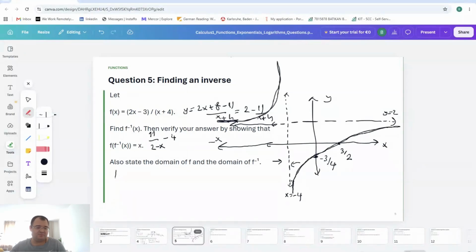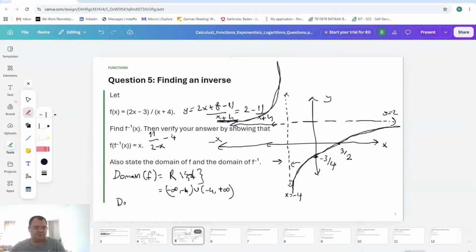That's why the domain of f equals the real numbers minus 4. You need to remove minus 4 from the real numbers, or this can also be rewritten as minus infinity to minus 4, combined with minus 4 to plus infinity.